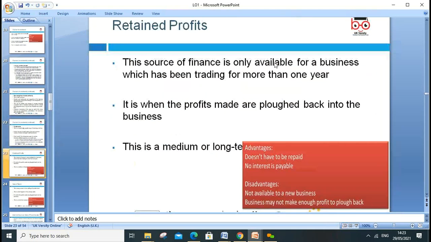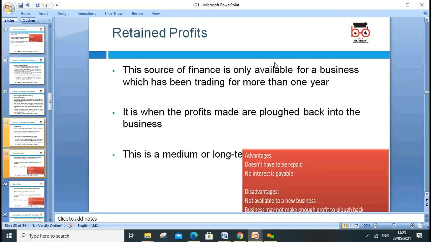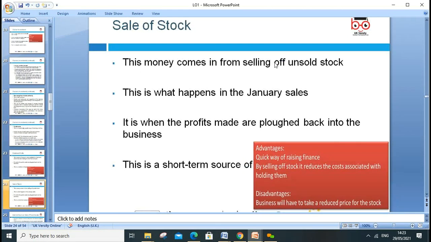Okay, so next, retained profit. Retained profit means the previous year's profit which we are retaining, which we can use. It doesn't have to be repaid, no interest is involved, but it is not available for new businesses a lot. Because of course you don't have a business yet, and the business may not have enough profit. So that's another problem we have.